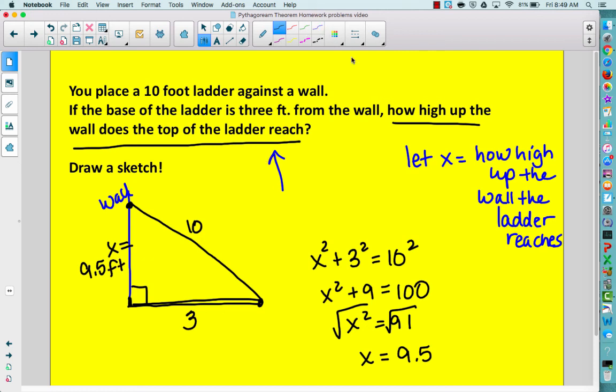Now the thing you need to be really careful about is, let's pretend we got an answer of 12. If we got an answer of 12, you have to ask yourself, can that be the side length of a right triangle? Because remember, the hypotenuse always has to be the longest side. So if you got a number that wasn't less than 10, you did something wrong. It's a nice trick for you, okay?